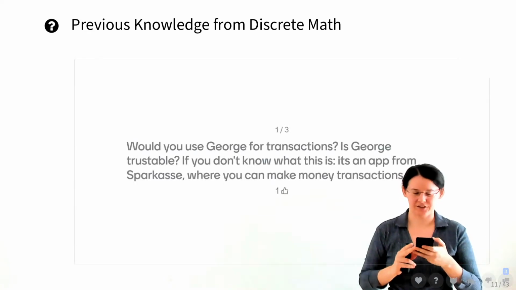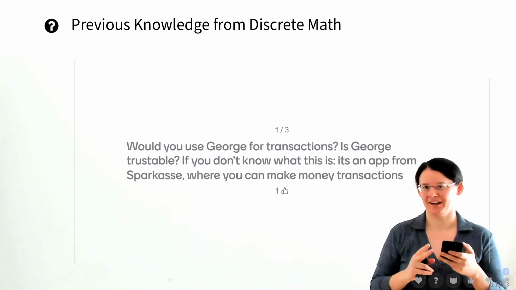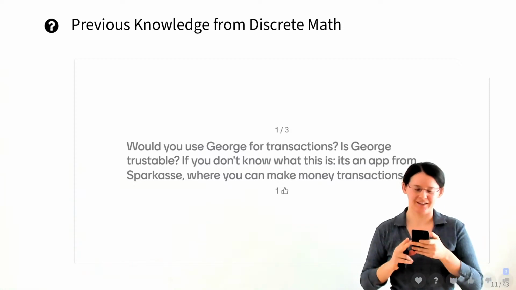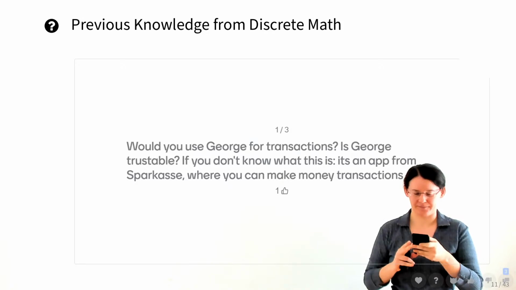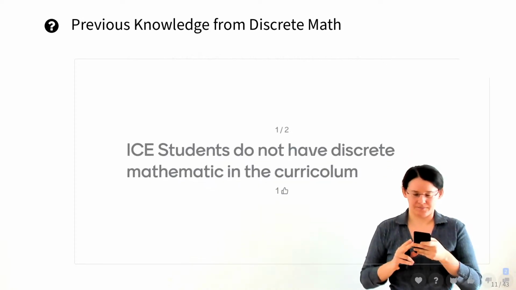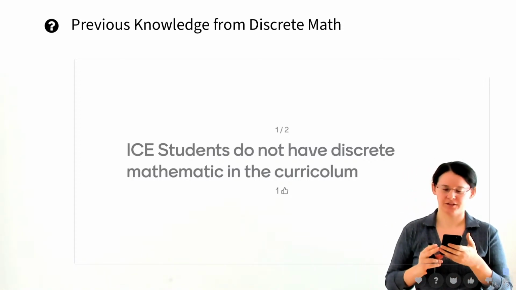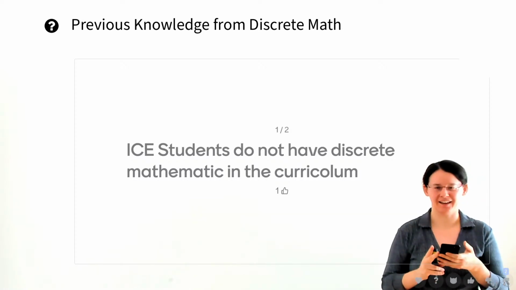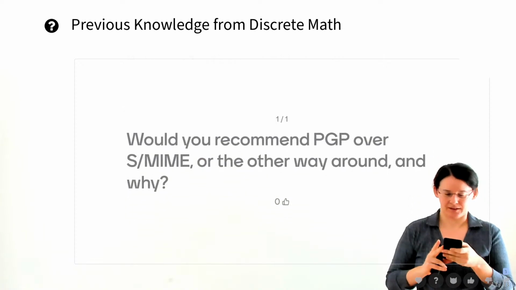So there is one application question on the George Sparkasse app. I'm sorry, I can't really comment about software that I haven't had a detailed look at, so I can't answer that for you, unfortunately. So somebody says that ICE students don't have discrete math. Yeah, that's what I expected. So it's a bit unfortunate for this course here, but I understand that your curriculum is already filled up to the brim with other stuff. So that's also part of the reason why I repeat things here.